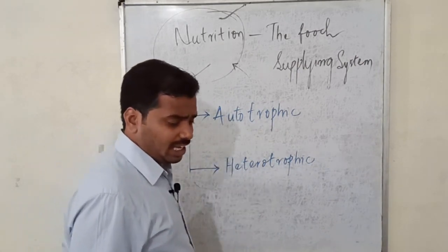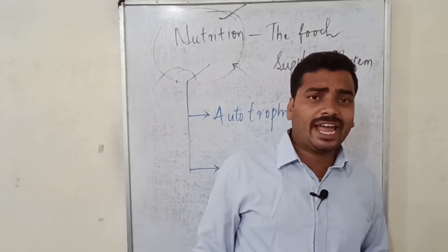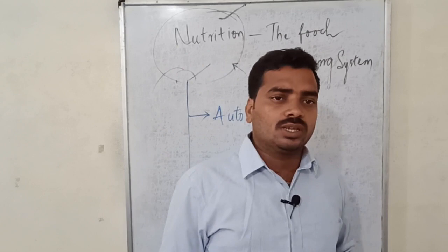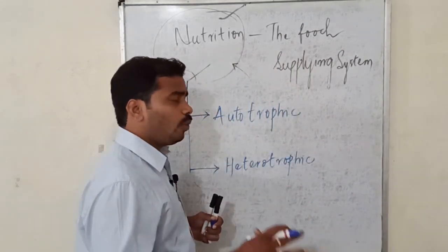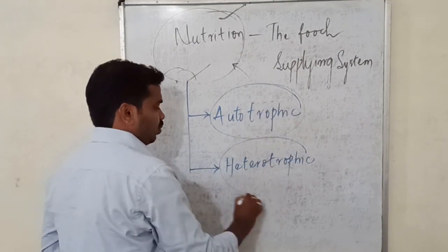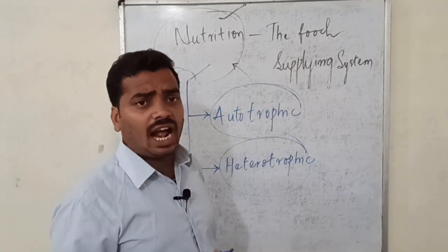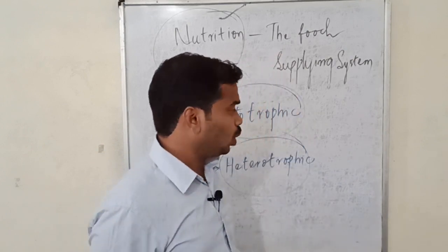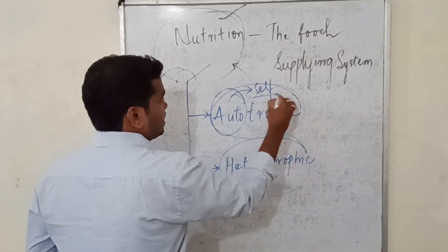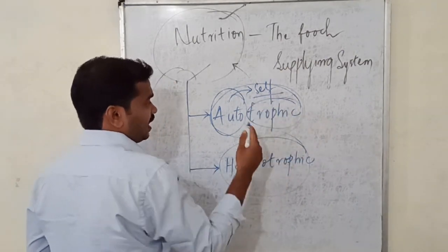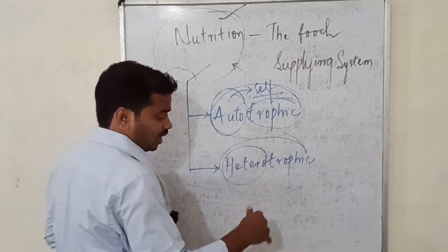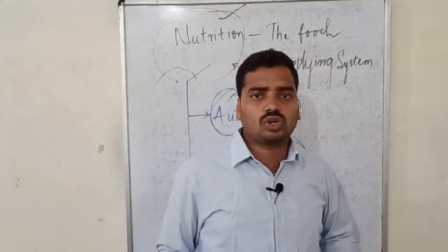There is one chemotrophic also. Some organisms derive their food material from chemicals. That is a different scenario. Right now, at this standard, try to remember that nutrition is of two types: heterotrophic and autotrophic, where autotrophs feed themselves. Auto means self, a self-feeding system, and hetero, which depends on another organism, is heterotrophic nutrition.